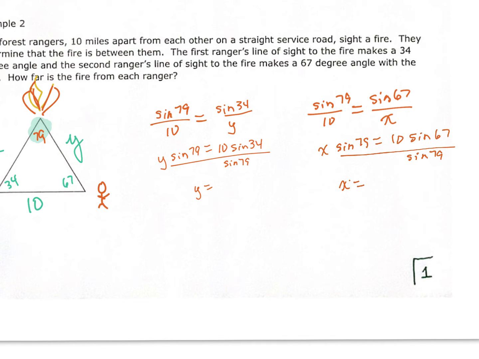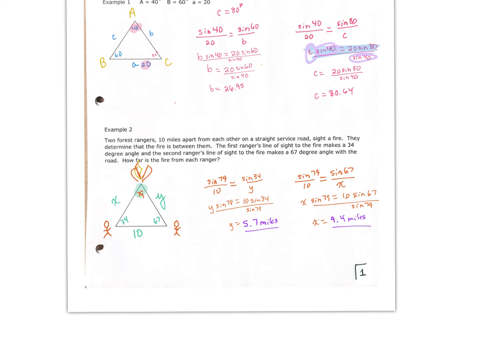All right, try that. Plug those into your calculator. We'll go over answers in a second. All right, so yeah, 5.7 miles if we round that, and then 9.4 miles. Did you all get those? Hold on just a second. I've got to send Christian, and then I will send you. All right.